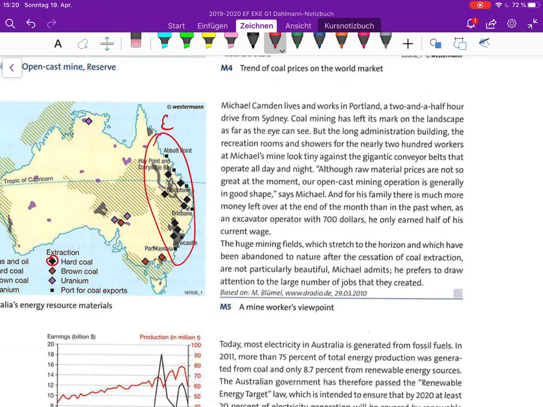The huge mining fields, now that's the important part, mining fields, which stretch to the horizon and which have been abandoned to nature after the cessation of coal extraction, are not particularly beautiful, Michael admits. He prefers to draw attention to the large number of jobs that are created. So mine fields, open cast mines.